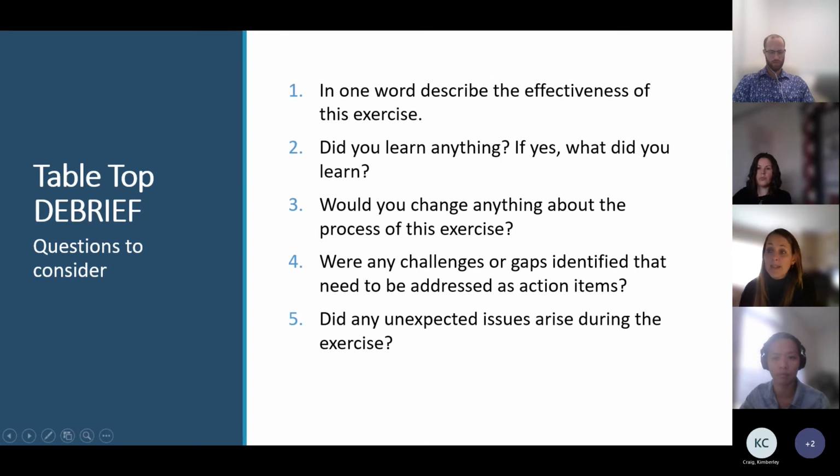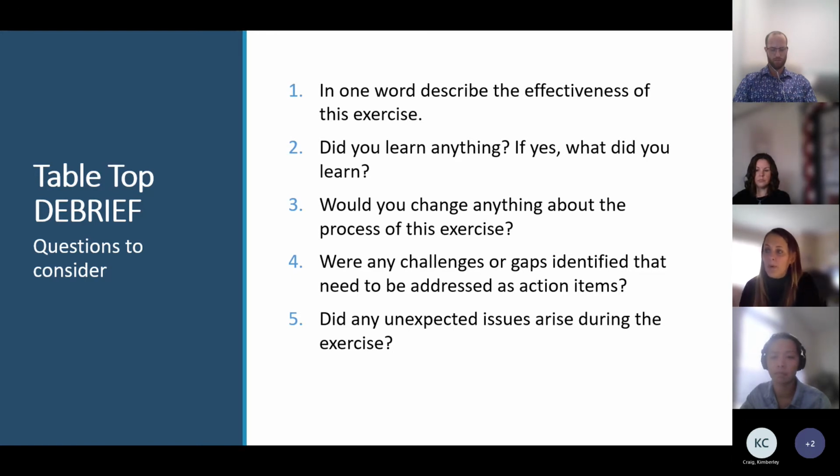Thanks, Lena. So as Lena pointed out, after a simulation exercise such as a tabletop, it is important to not only do your concluding questions, but also focus on a debrief and review the effectiveness of this type of exercise. So on this slide, it shows some sample questions that you can use in your debrief to establish how effective or what value this exercise was. Discuss any lessons learned, any comments about the exercise, any challenges or gaps, as well as unexpected issues that might have come up.